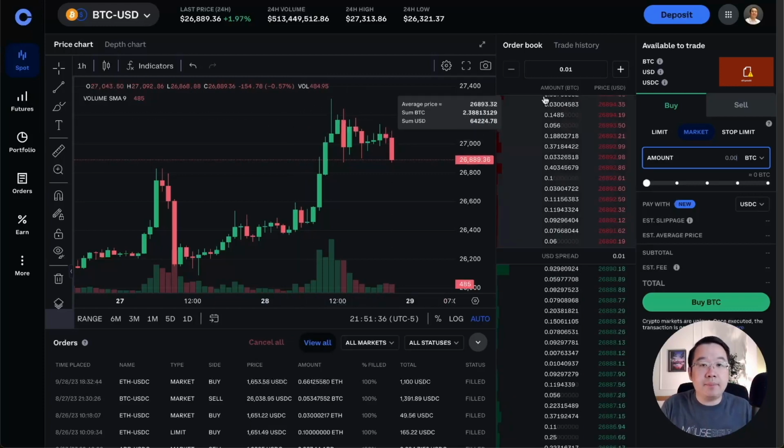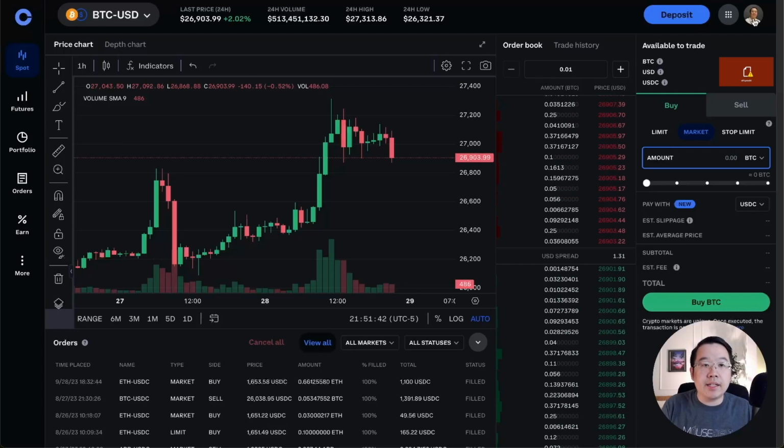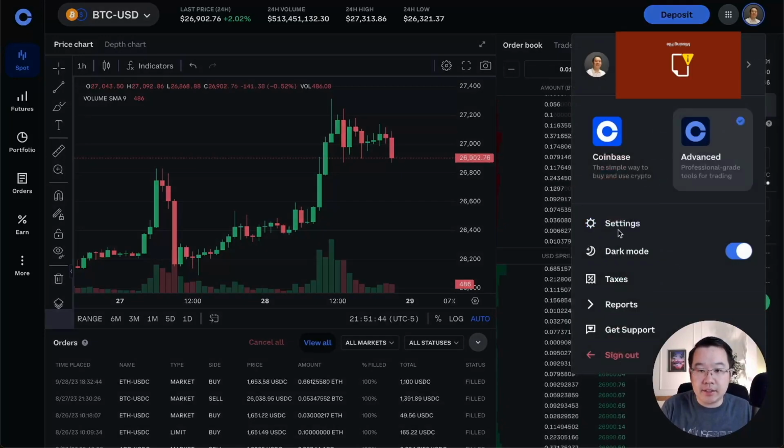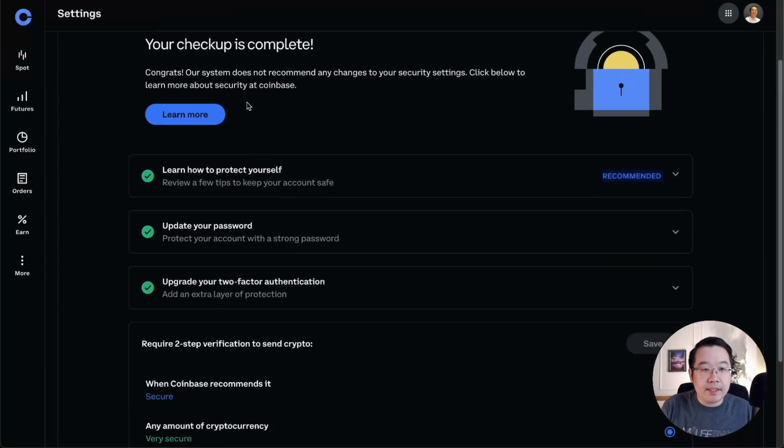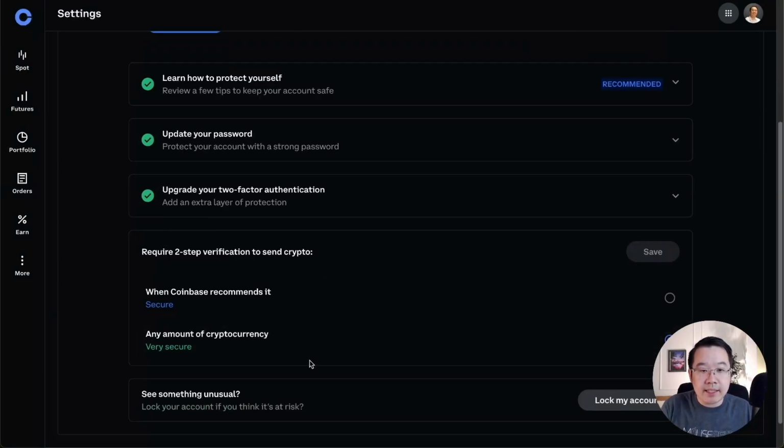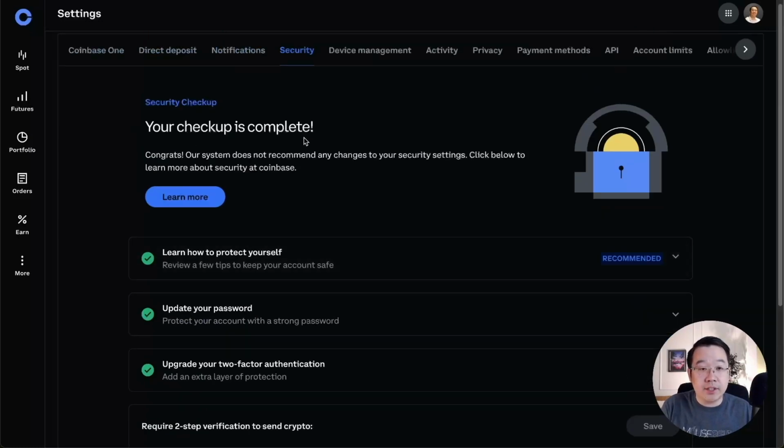And yeah, I keep some of my funds on here and I use all of their security features. Let's just go to settings and then security. Basically, just do all of these until they're all check marks. Any amount you want to get two-factor things. And you can even go through their security checkup.